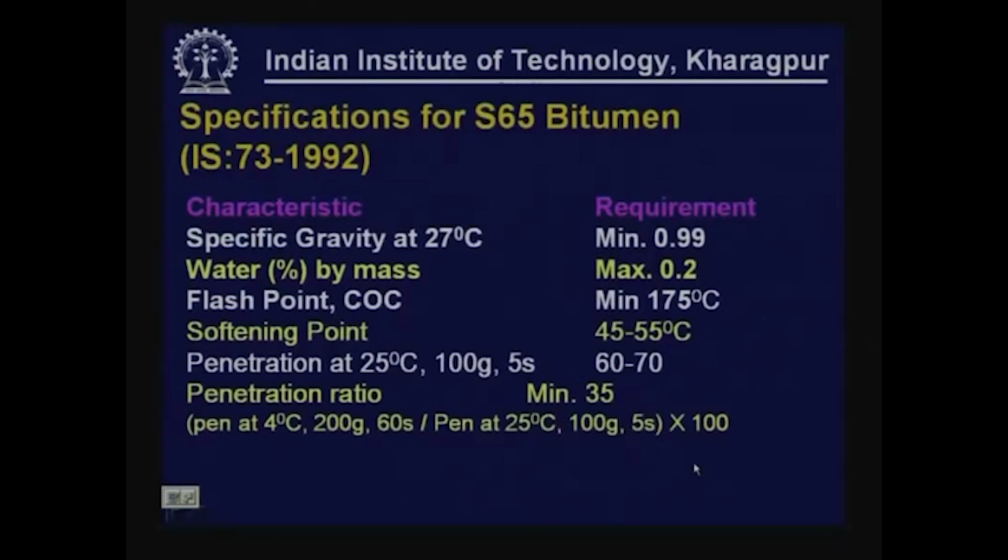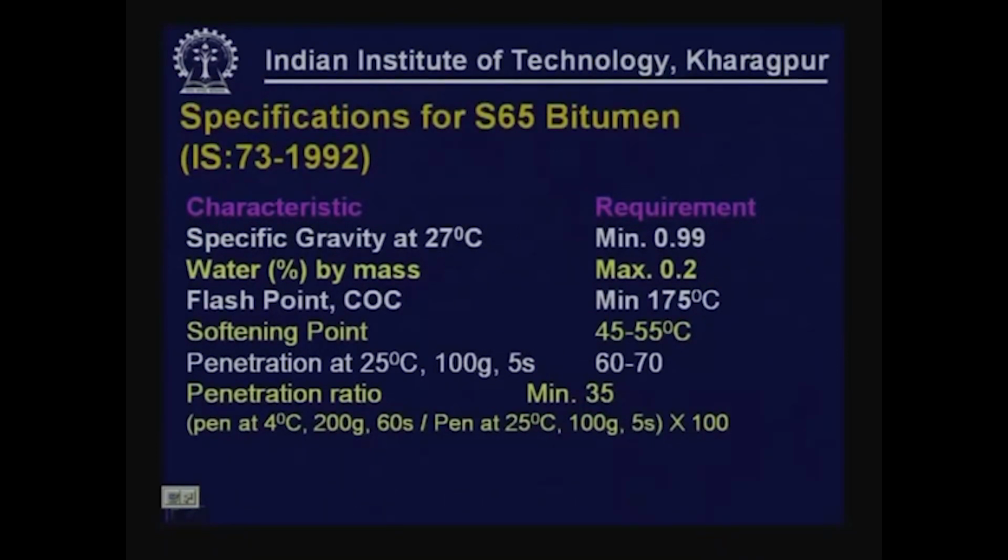Let us examine a few specifications that Indian Standard 73 specifies for S65. Similar specifications are available for other types of bitumens also. Considering the characteristics and the corresponding requirement, specific gravity minimum of 0.99. As we know, these are tests that correspond to the purity of the binder. Water percentage by mass should not be more than 0.2%.